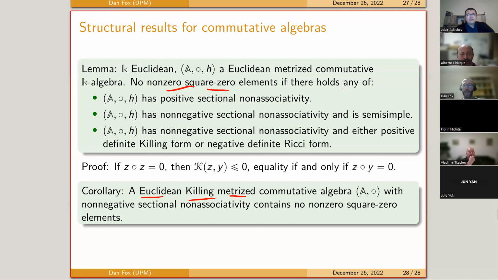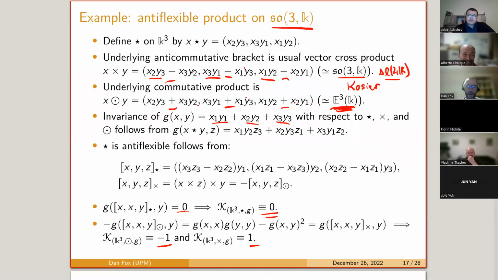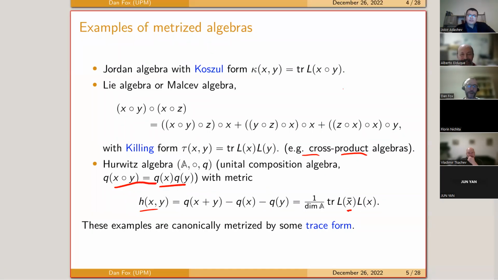Actually, I was going to ask you, you mentioned that the Hurwitz algebras were metrized algebras, but the invariance of the norm doesn't hold. The ones that are metrized are the para-Hurwitz, I believe. Oh, probably, let's see, was I being... Yeah, so it's probably, you mean way back here. It's actually invariant in a different way, in a different sense, in this sense. Yeah, exactly.